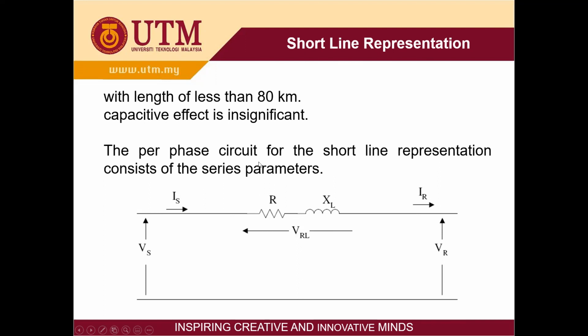For this analysis, we always consider a single phase, even though you have a three phase system. Since we assume that the other phases are balanced, we only consider the per phase circuit for our analysis. It should be noted here that VS and VR, also IS and IR, are phase values. Because we are concentrating on the per phase equivalent circuit, the values of VS, VR, IS, and IR should be phase values.